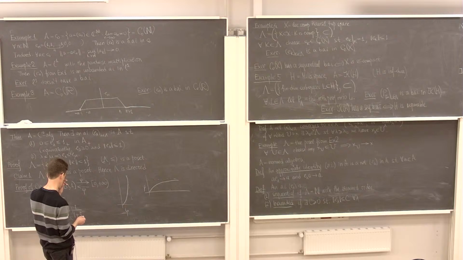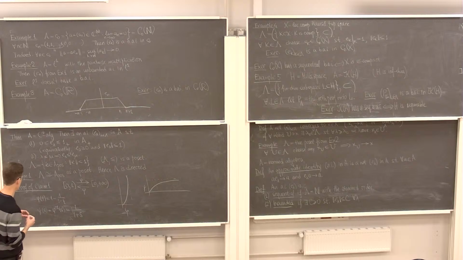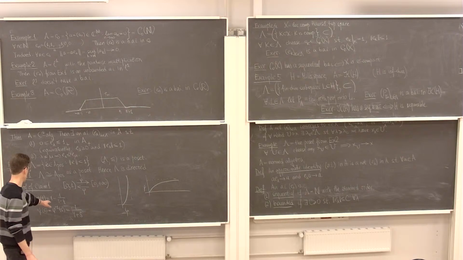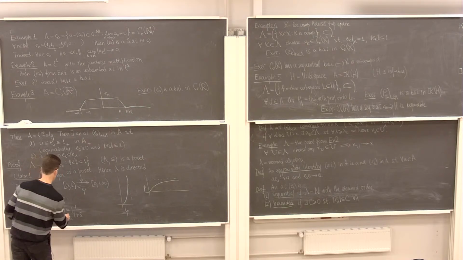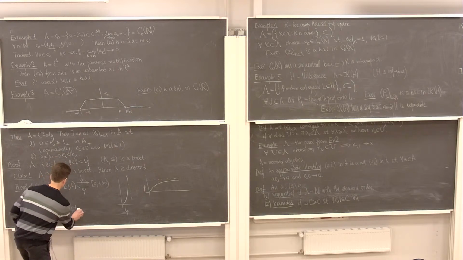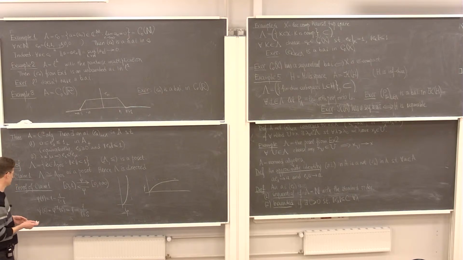Just a moment. Not exactly this, but 1 minus 1 over 1 plus s. Is this correct? So phi takes 1 to minus infinity. Phi takes 1 to infinity?